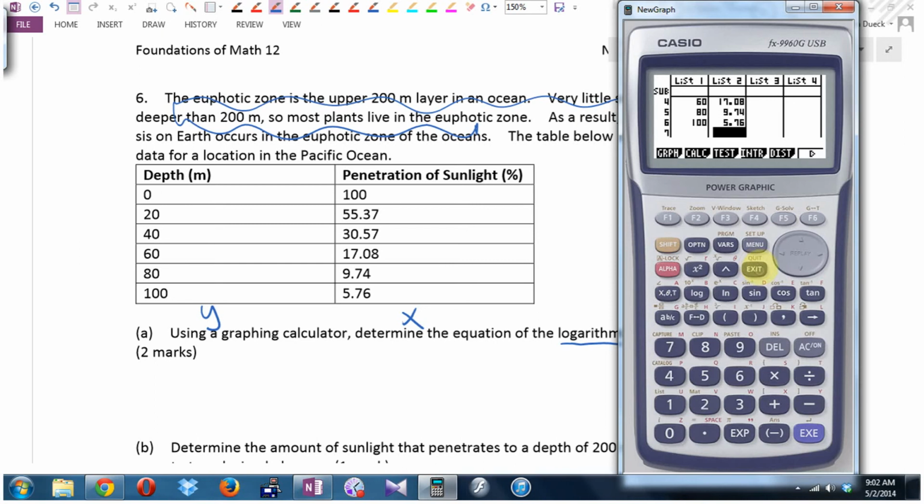I'm just going to say, you know what? Very quickly, I'm going to delete all. I'm going to put this in: 0, 20, 40, 60, 80, 100. That's going to be in my y column. 100, 5.37, 30.57.